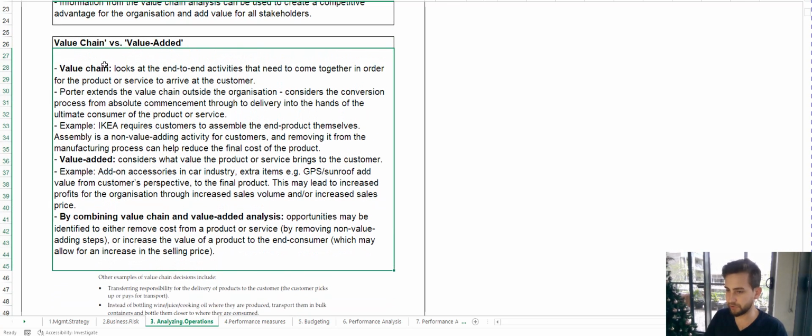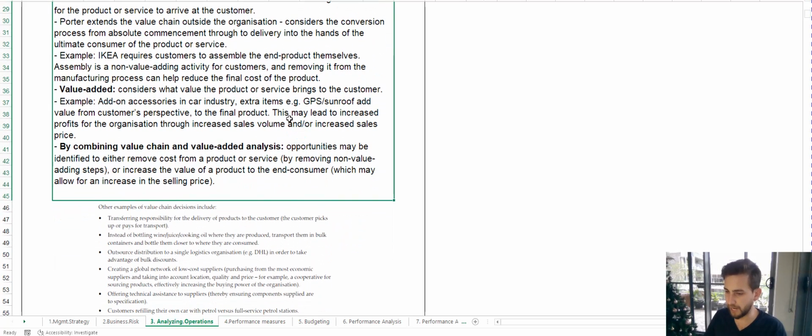So the other concept to understand, or definition to understand, is value added. So we talked about value chain, how that was the end-to-end activities that need to come together, whereas value added considers what value the product or service brings to the customer. For example, an add-on accessory in the car industry, e.g. a GPS or sunroof, adds value from the customer's perspective to the final product. So this may lead to increased profits for the organization through increased sale volumes or increased sale prices.